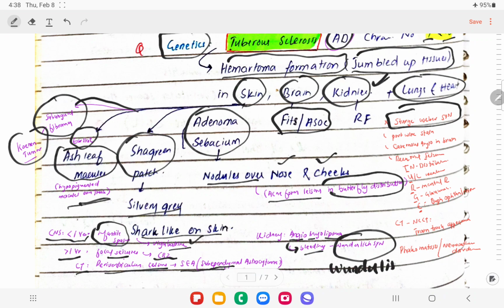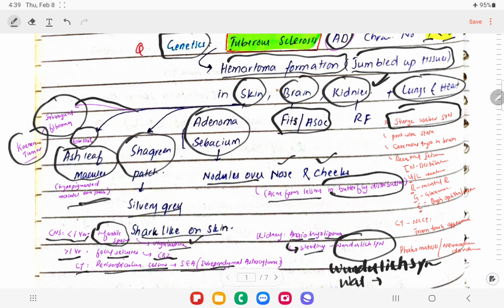Wunderlich syndrome, right? So there is another syndrome that is called Waterhouse-Friderichsen syndrome, that we see in the patients with meningococcal meningitis, and because of the DIC, these patients can bleed into the adrenal gland, so that is called Waterhouse-Friderichsen syndrome. So this is called the Wunderlich syndrome. Right, so these jumbled up tissues can be present in lungs and hearts as well.